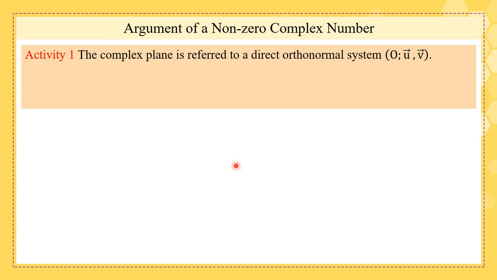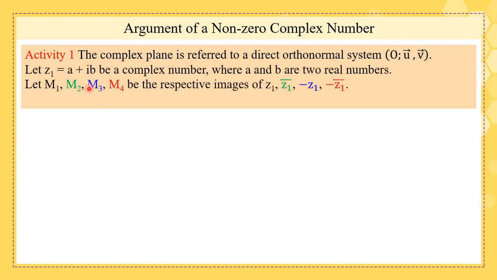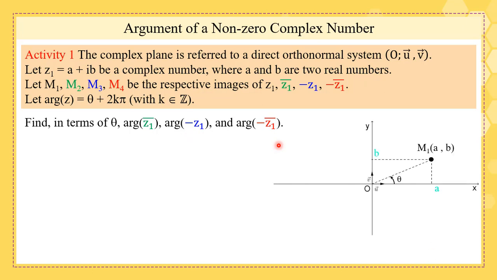Now let's see this activity. Z1 is a plus ib. a and b are two real numbers. M1, M2, M3, and M4 are 4 points. Argument of Z is theta. We need to find in terms of theta the argument of Z1 bar, argument of minus Z1, and argument of minus Z1 bar. This is M1. These are a and b. This is OM, and this is angle theta.